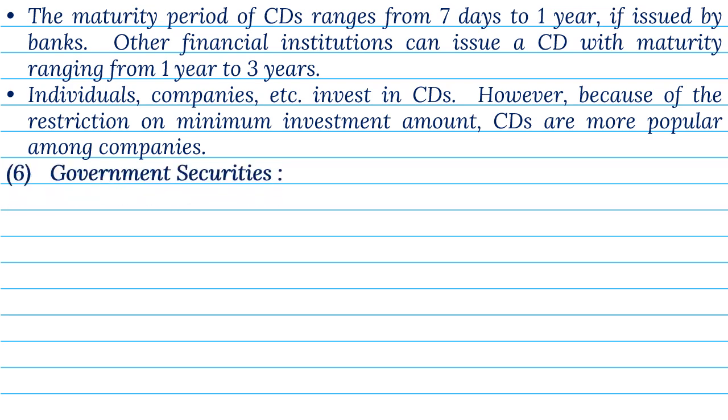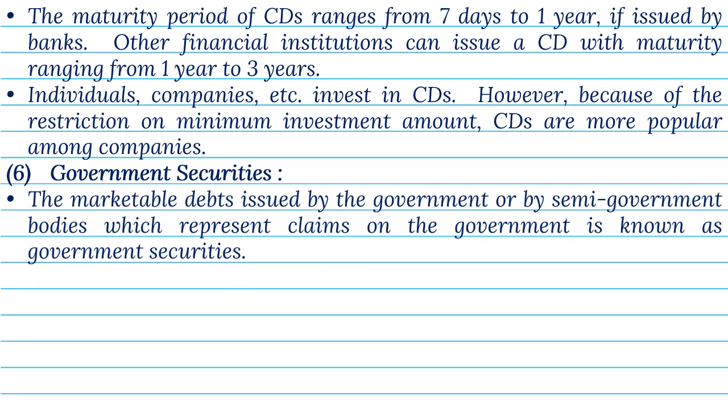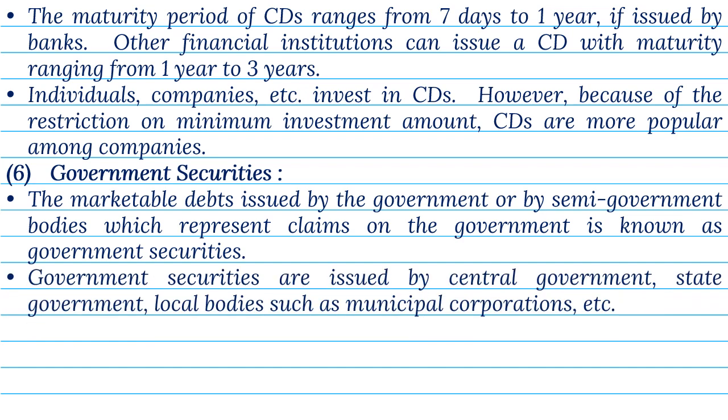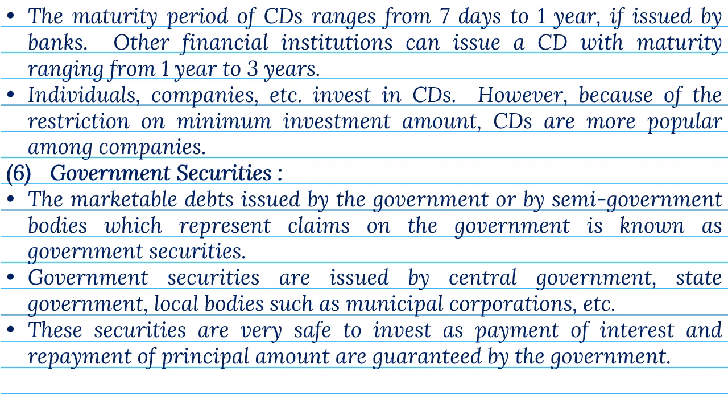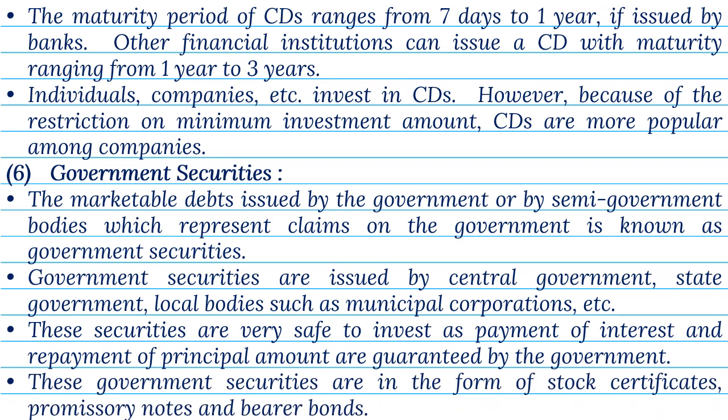6. Government securities. The marketable debts issued by the government or by semi-government bodies which represent claims on the government are known as government securities. Government securities are issued by central government, state government, local bodies such as municipal corporations, etc. These securities are very safe to invest in, as payment of interest and repayment of principal amount are guaranteed by the government. These government securities are in the form of stock certificates, promissory notes, and bearer bonds.